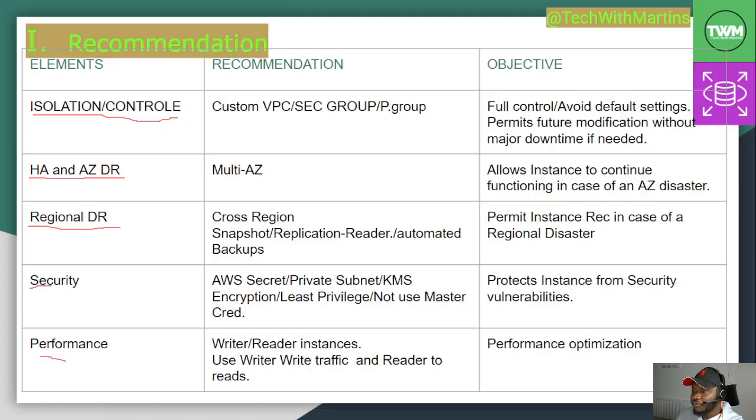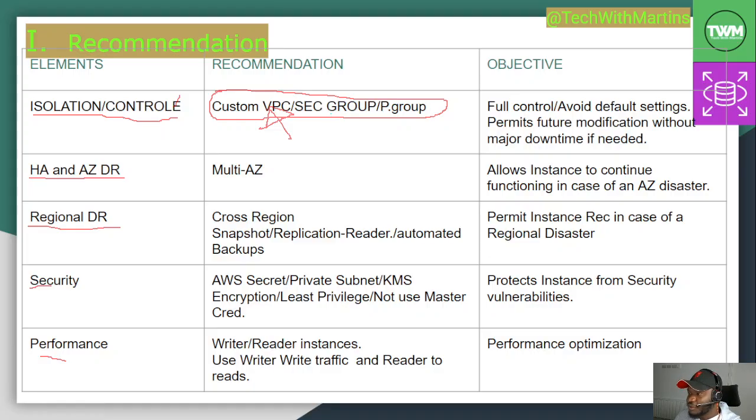For isolation and control, we recommend you go in for a custom VPC, so you have full control. You create a VPC that you have full control over, your own virtual network. Make sure that you are deploying your RDS instance in an isolated virtual network that you have control over. For example, I have my RDS instance in a virtual network that can give me maybe 65,000 IP addresses, so I can deploy 65,000 RDS instances.